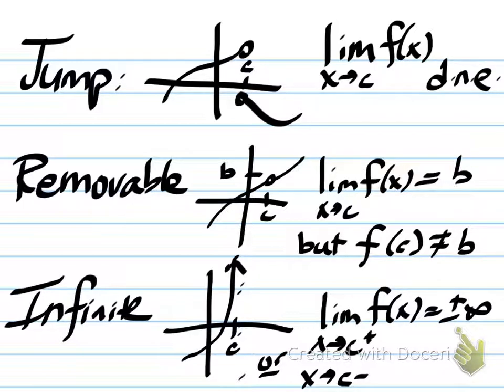And finally, an infinite discontinuity means that the limit as you approach c from either direction, from the right or from the left, will give you either positive or negative infinity as an output. So this is another way of saying a vertical asymptote. So let's actually find the discontinuities here.